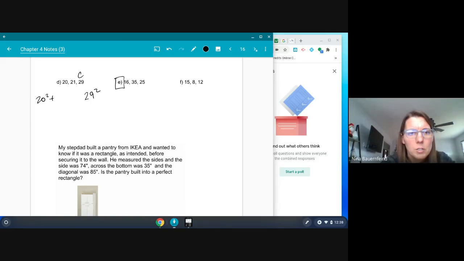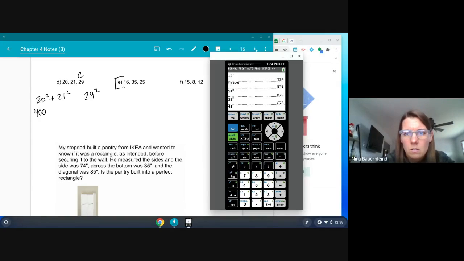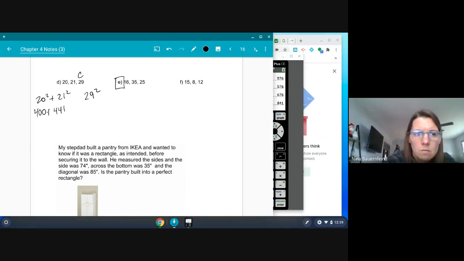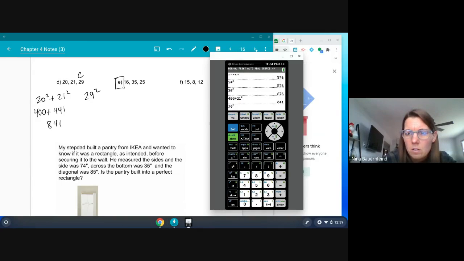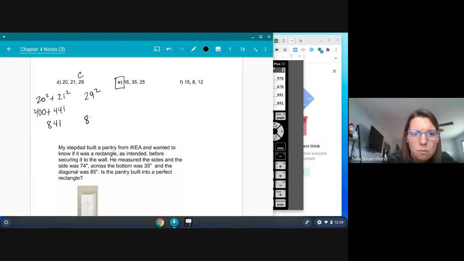So I'm going to do 20 squared plus 21 squared on this side. This is 400. So that side is 841. And then this side is 841. That's equal, so that means this is a right triangle.